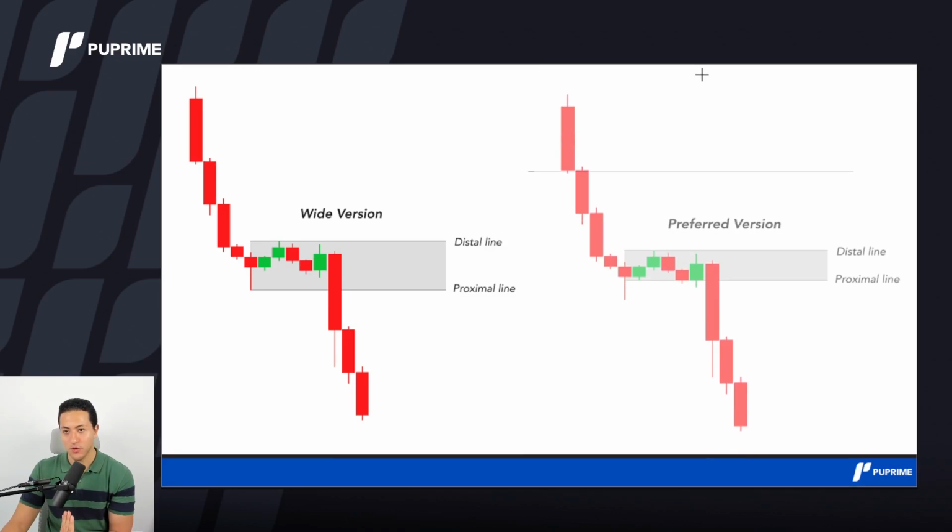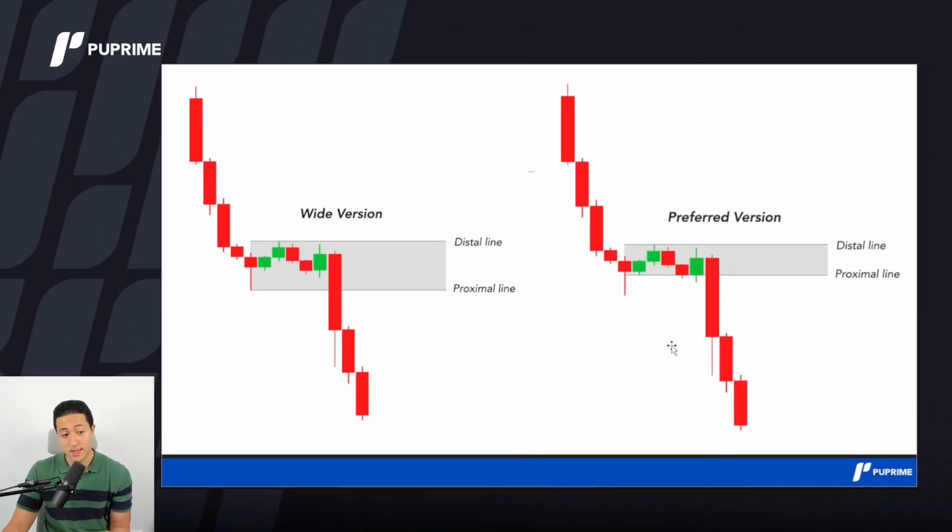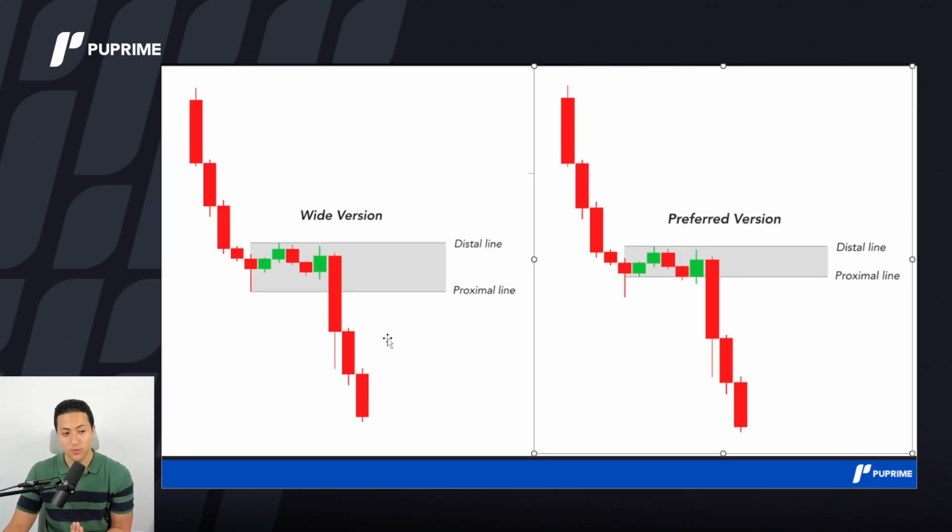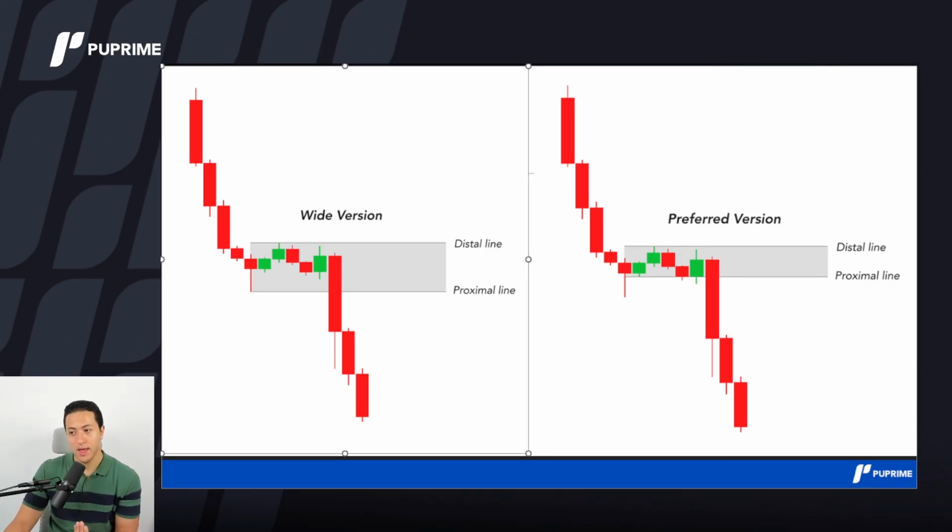Now, let's go for the preferred version. And in this case, I will need to put both aside. One thing I want you to learn is that the distal line never changes. It has to be the extreme wick. It has to be the extreme, okay? So in this case, it's exactly the same price action, by the way. In this case, the distal line was around this higher wick, which is the highest wick in the base candles. In this case, it's the same, okay?